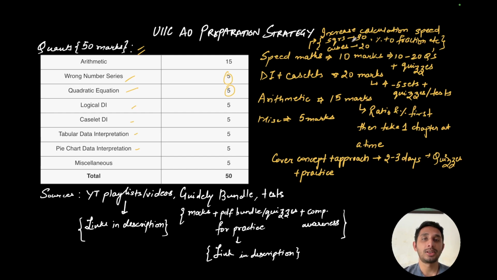Increase your calculation speed if you're a beginner. Learn squares up to 30, cubes up to 20, and percentage to fraction, fraction to percentage. If I ask you what is 1 by 8, you should know it is 12.5%. And if I ask you 12.5% of 80 is what, you should know it is 1 by 8 of 80. So the answer is 10. You should know these things. Whatever is asked, you should know. Like 1 by 3 is 33.33.